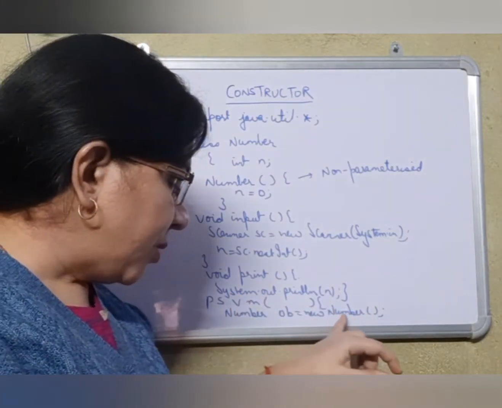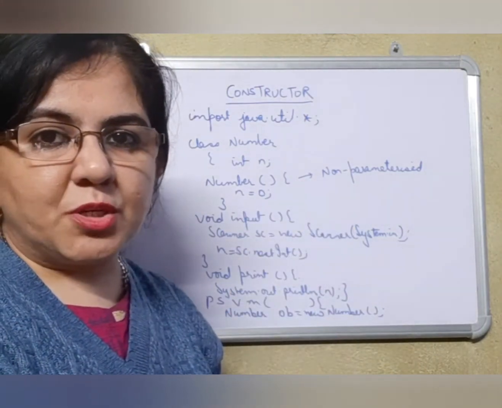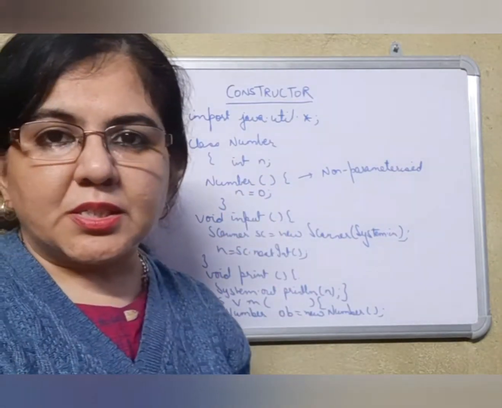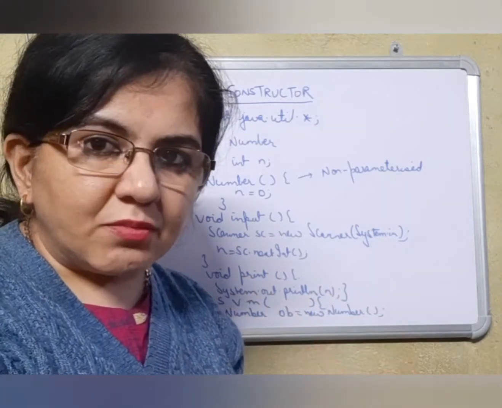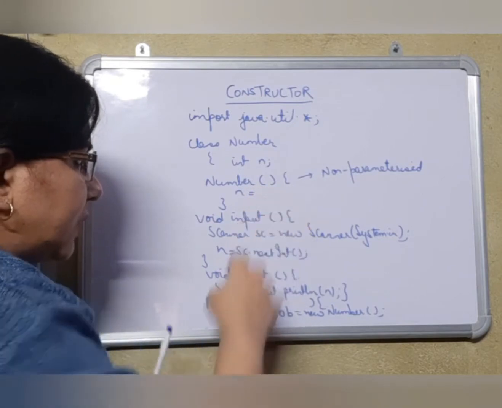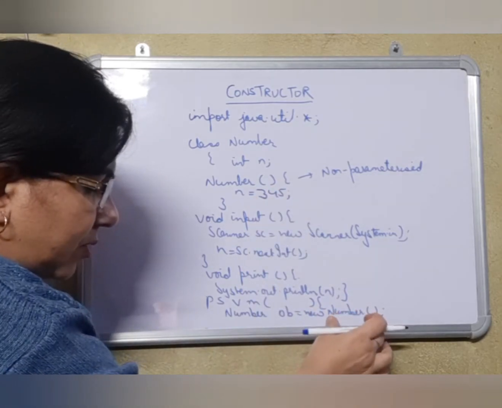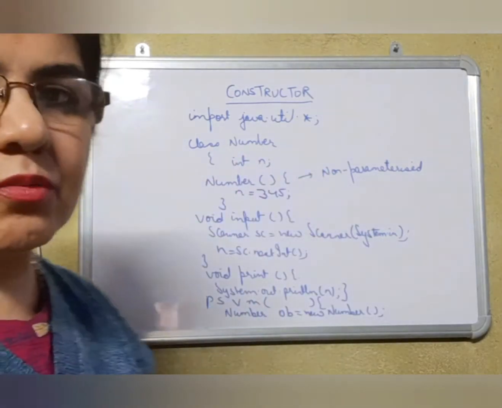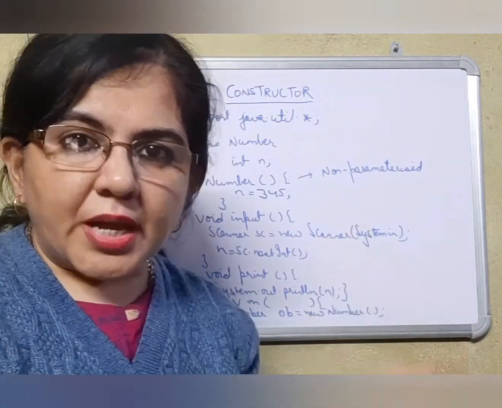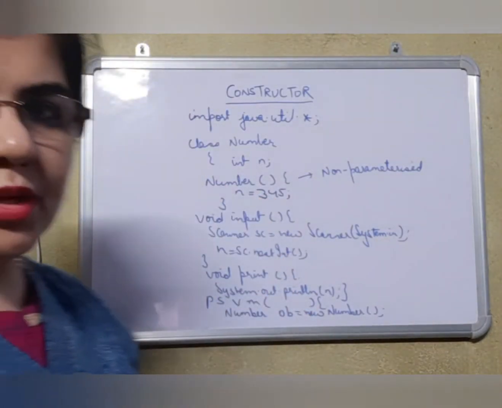But as soon as after new I am writing this number bracket open and close, this is your non-parameterized constructor which has been called. Immediately it will go here. It will see that the value of n has turned out to be 0. So it will initialize n with 0 value. Suppose instead of that you give here n as 345. So as soon as this constructor is called, automatically it will reach here and n will receive the value 345. So whatever value you are giving inside that constructor, that will be the initial value of your instance variables. So n will be 345.